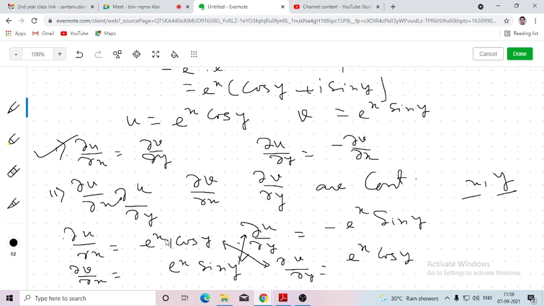Okay? So since these four partial derivatives are defined for any arbitrary value of x and y, obviously they are continuous. Is that clear?